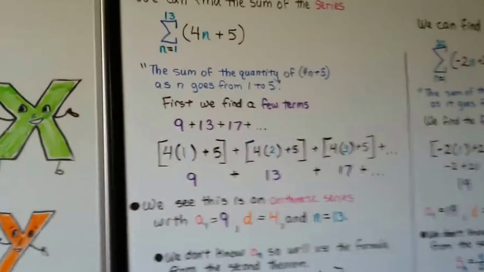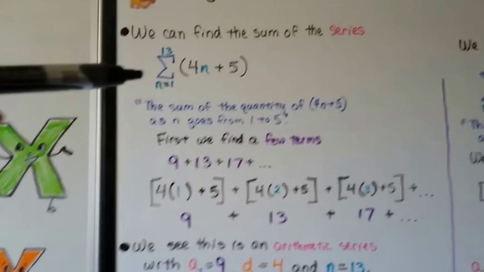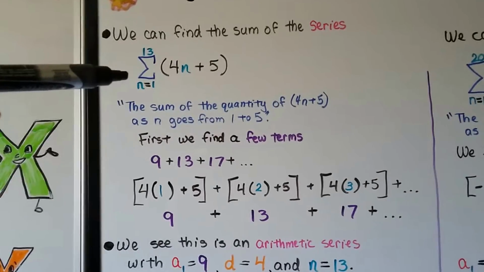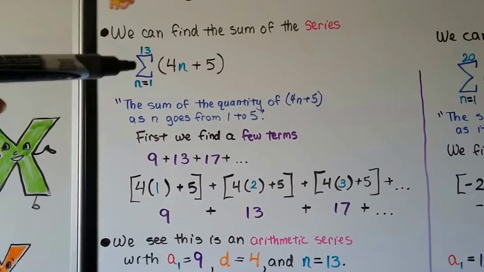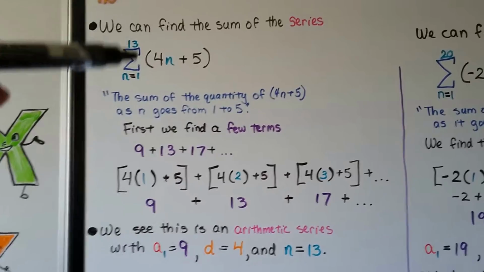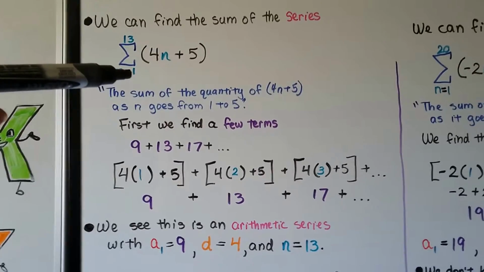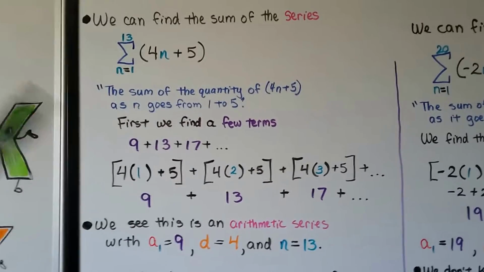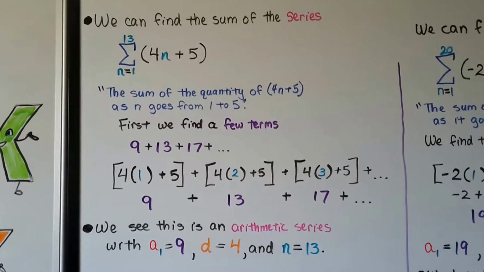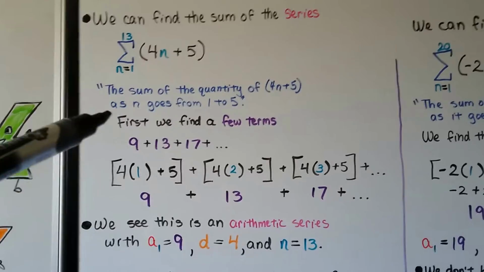We can find the sum of the series. For this one, we used the Greek letter sigma for sum notation in the last video or so, so you should know what this means. It means we're going to go from the first term to the 13th term, and we're going to use this to find the term.